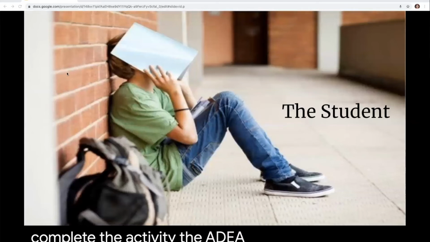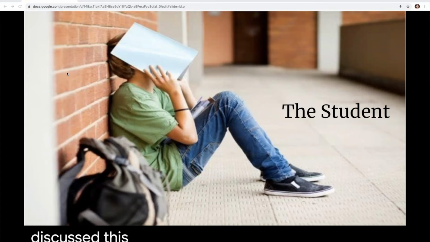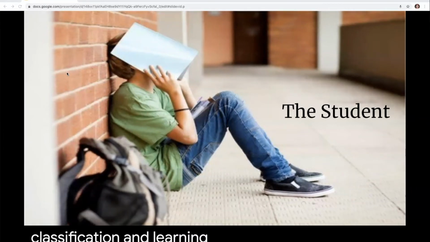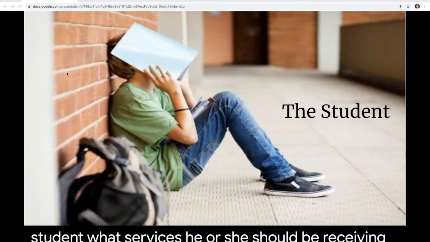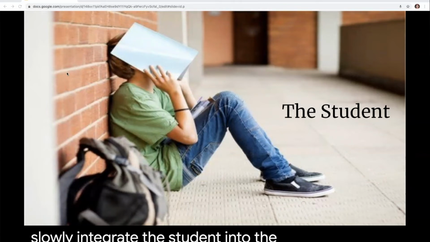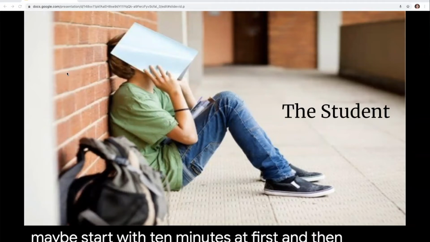The IDEA says that students should be invited to their own ARC, specifically in a meeting when post-secondary goals are being discussed. This allows the student to understand their goal and know what they're working towards. How can we make sure students are meaningfully involved in the IEP process? Well, here's some ideas. 1, speak openly with your student about his or her disability, classification, and learning needs. 2, explain to your student what services he or she should be receiving and what those services are meant to provide. 3, slowly integrate the student into the IEP meeting. Maybe start with 10 minutes at first and increase from there.